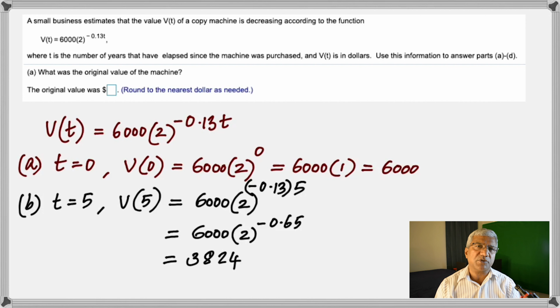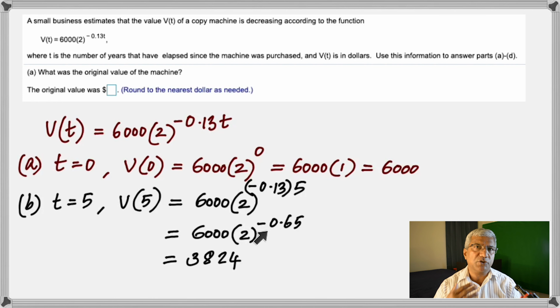There is a B part, which I've also done. You have to find the value after 5 years, so just put t as 5 now and do the same. So 6,000 times 2 raised to negative 0.13 times 5. You see where t is? I've just substituted the value as 5 because 5 years have passed. And then in the calculator, find the numbers. When you multiply, you get negative 0.65.